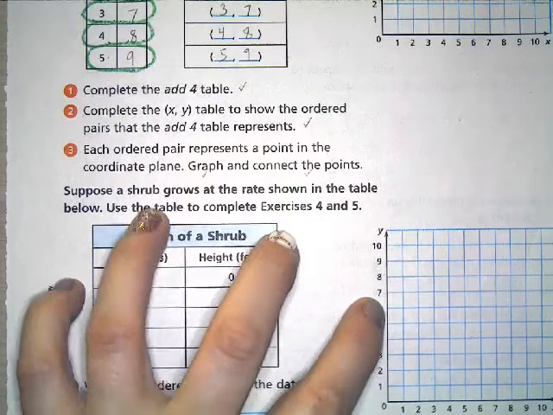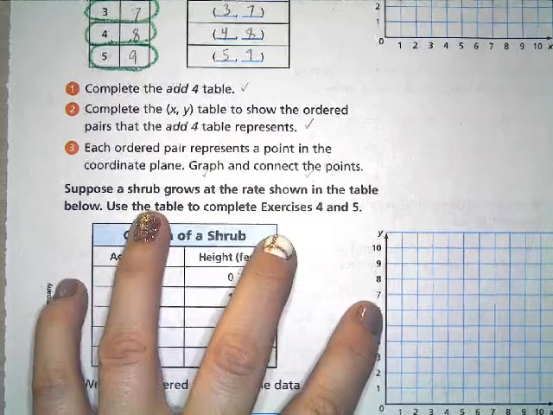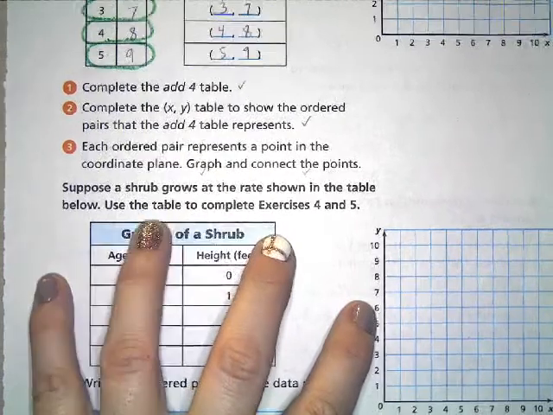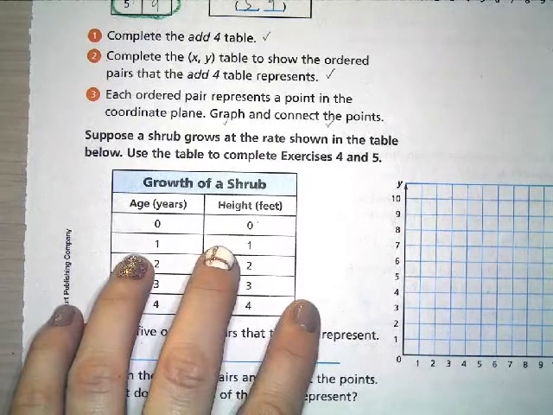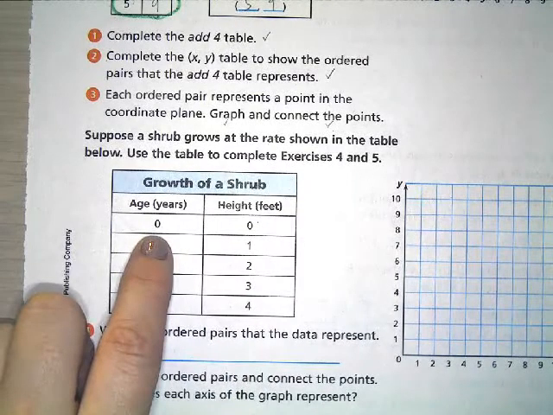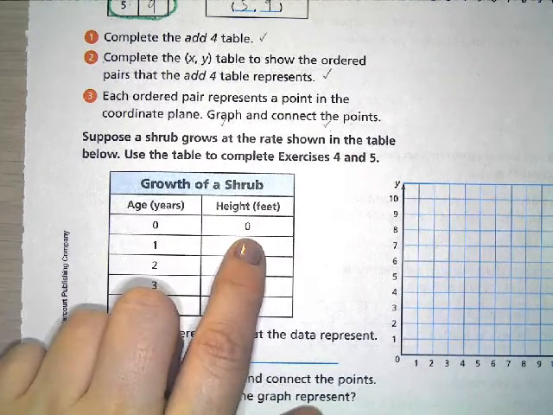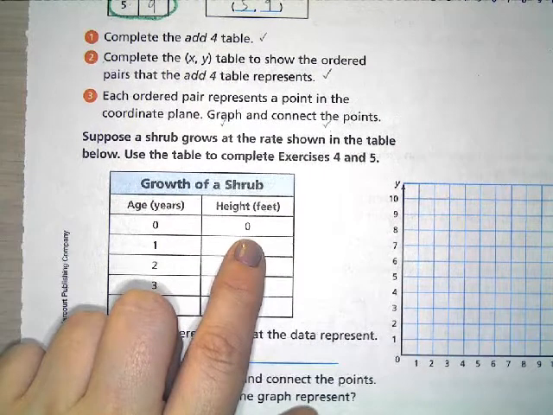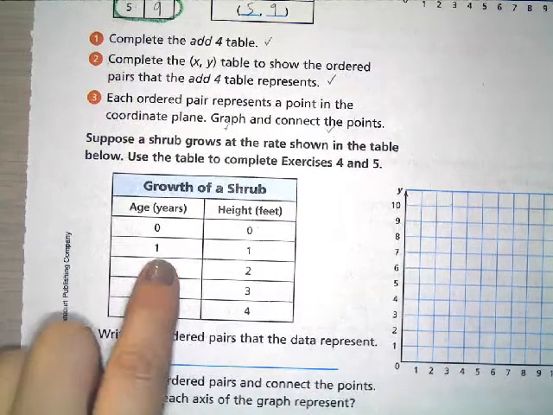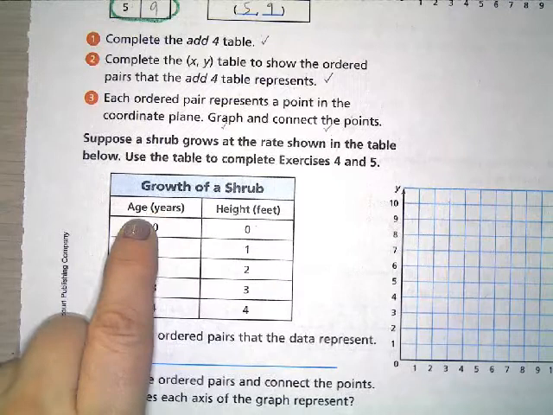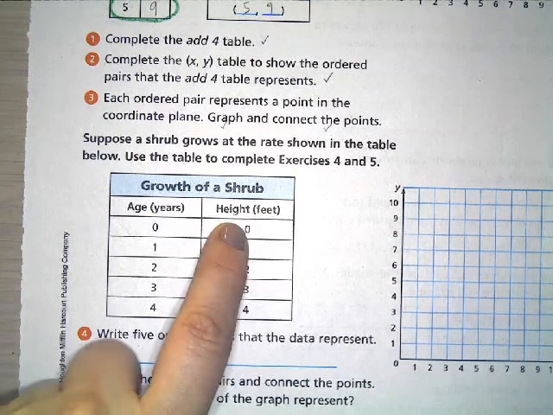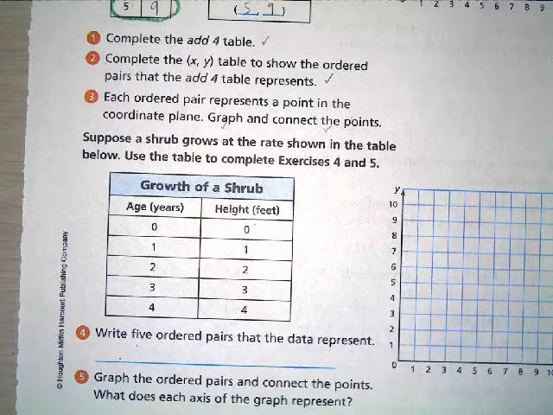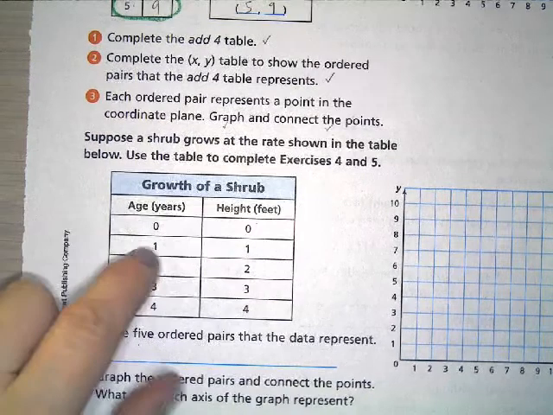Now, the whole next section goes together. Suppose a shrub, love that word, shrub. Suppose a shrub grows at the rate shown in the table below. Use the table to complete exercises 4 and 5. Wow, they did all the table for us. If the shrub is 0 years old, it hasn't grown at all. That makes sense, obviously. Next one. When the shrub was 1 year of age, it was 1 foot tall.